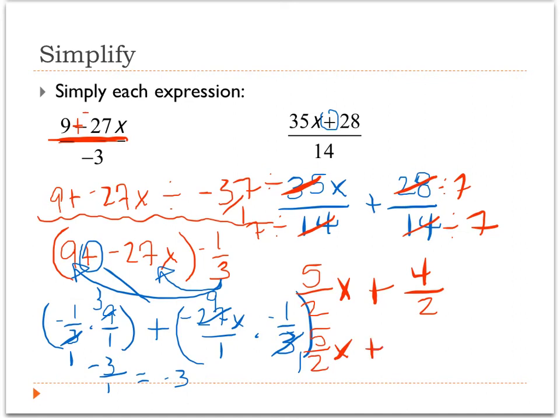But then if you notice here, I can reduce 4/2. 4 divided by 2 is 2. So this would be the simplified answer for the second problem, 5/2 x plus 2. To me, this is the way I would go about it. I would do it like this.